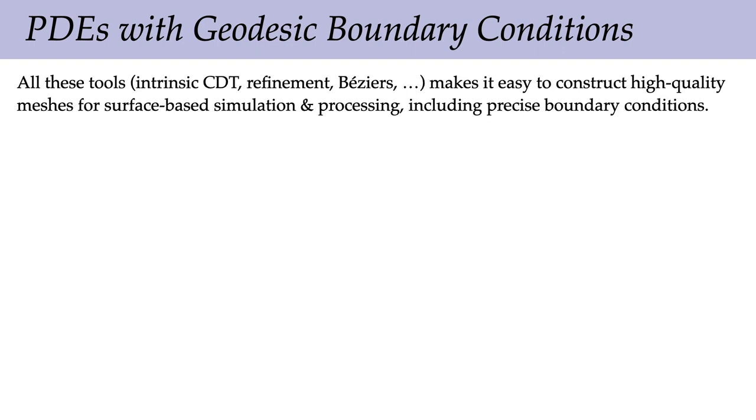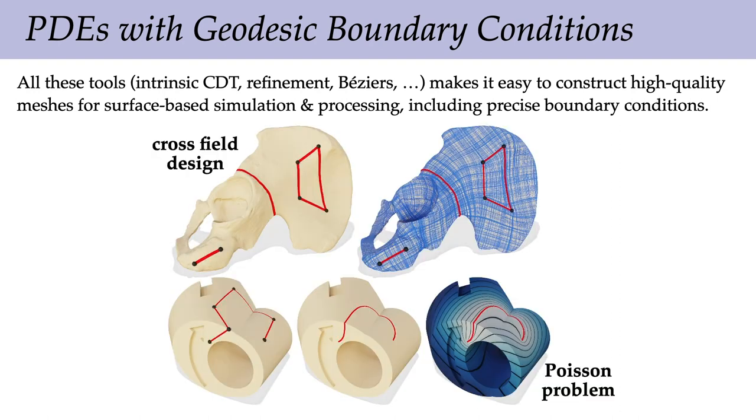Remember we saw that the flip-out procedure can be used to easily generate high-quality intrinsic triangulations which conform to a geodesic or a Bezier curve along a surface. And this turns out to give us some really cool new abilities to easily use these curves as boundary conditions for PDEs and applications. Here, for example, we compute a cross field along a bone, which is aligned to geodesic curves drawn on the surface of that bone, and solve a Poisson problem, which takes its boundary condition from a Bezier curve along a mechanical part. In both of these situations, our flip-out procedure generated the constrained triangulation, which made it very easy to implement these boundary conditions.